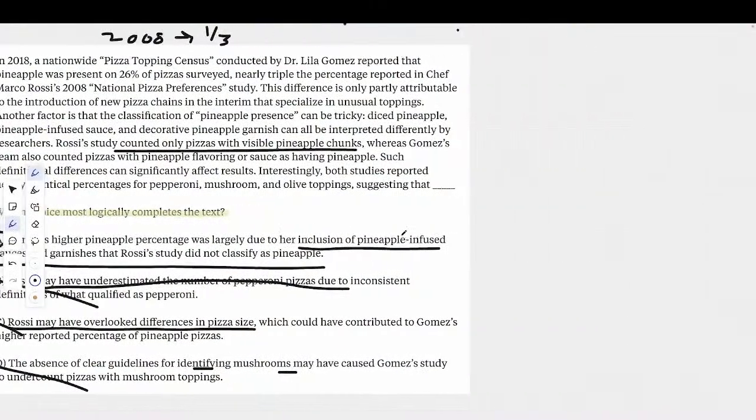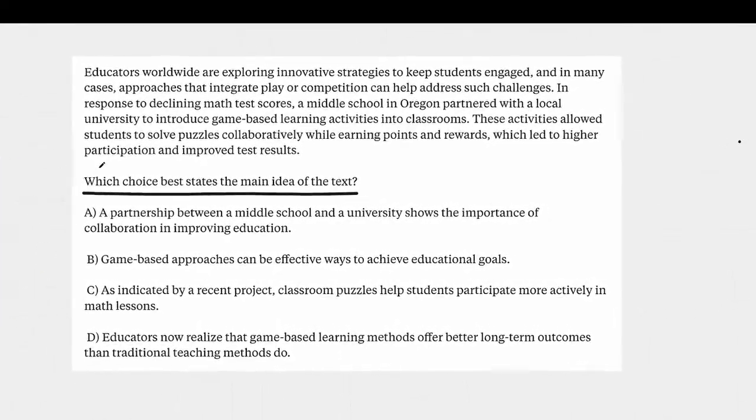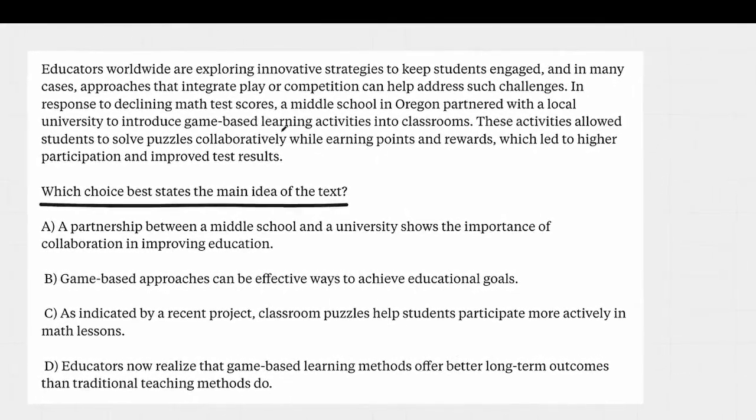Let's talk about a harder one now. This one, we're looking for the main idea of the text. So essentially, notes can be very helpful for this, but here's another strategy. When you're reading over the passage, you can essentially just highlight the main details that need to be seen while you're going through the passage.